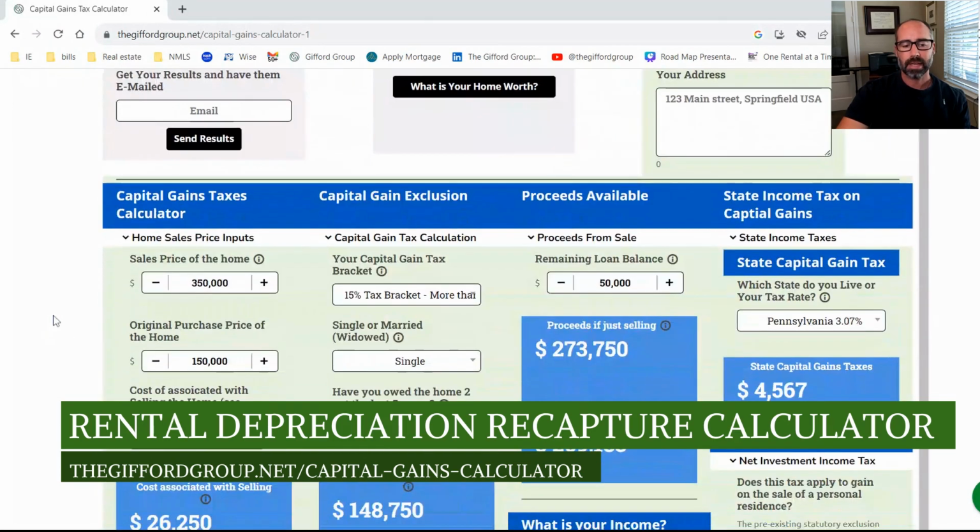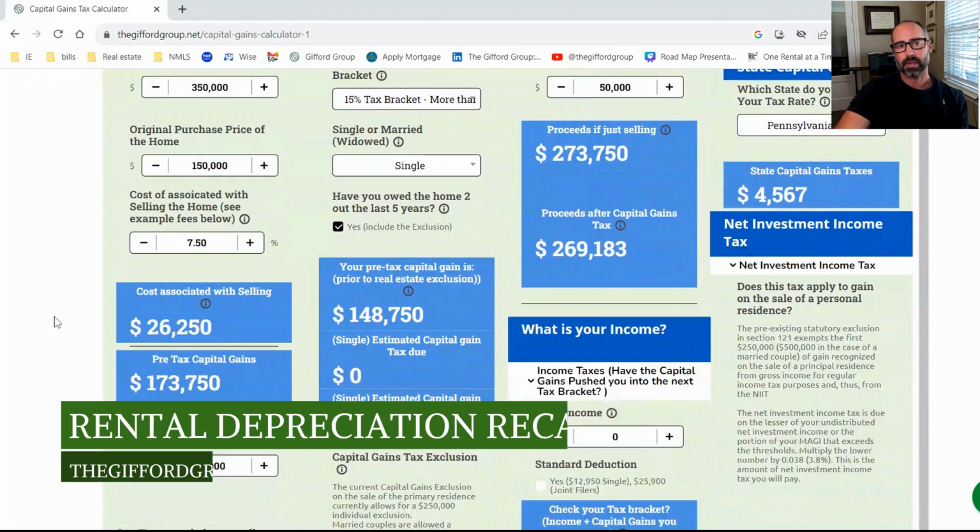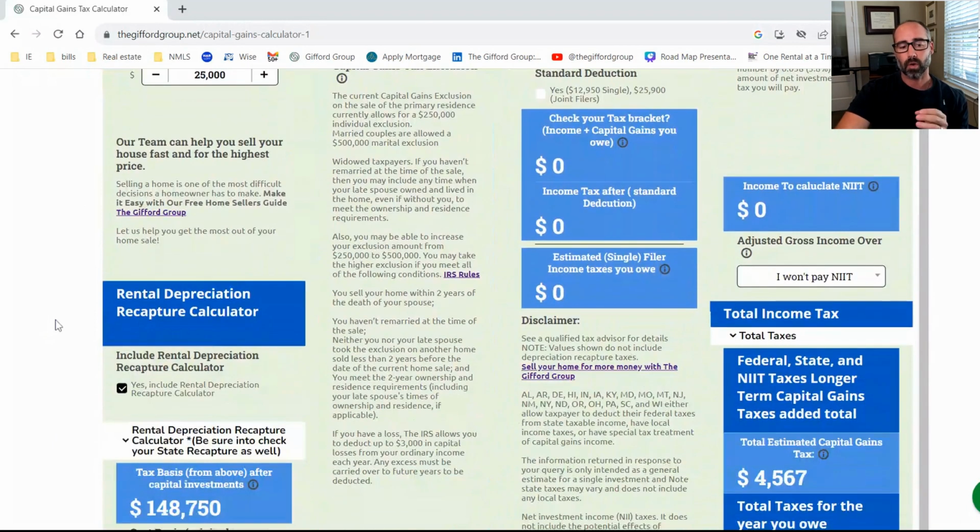And so today we're breaking down not just our capital gains calculator, but really we're going to be focusing on our rental depreciation capture calculator. That's part of this. So if you do have a rental property that you've owned for quite a few years and you're wondering how much capital gains you do need to pay due to recapture and just your capital gains on that, we're going to break that down. Let's go check it out.